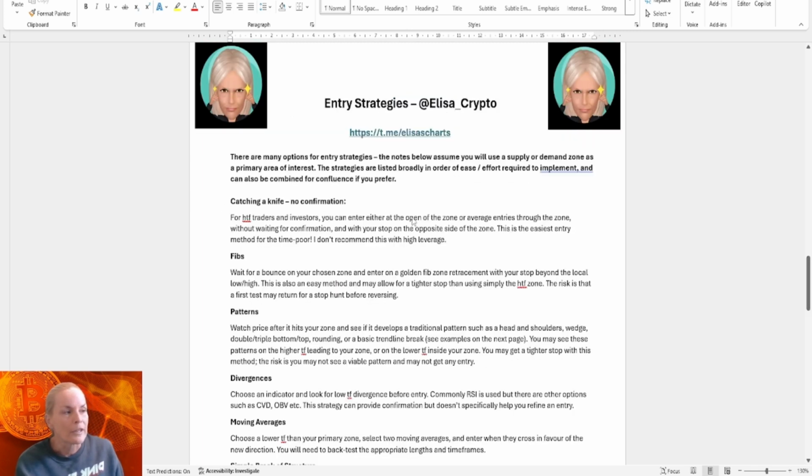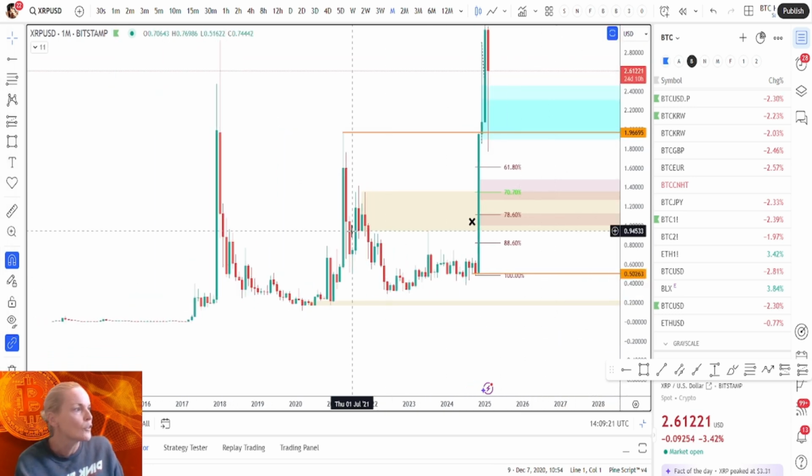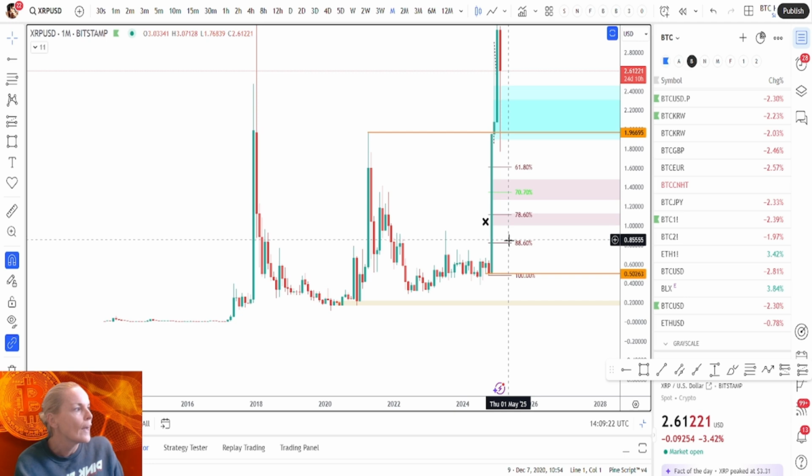So for starting, catching a knife. You don't wait for any confirmation at all, and you just trade the zone. I would tend to just use this if you're trading spot, or if you're trading very high time frames, an investor. Obviously this isn't going to work if you're a scalper, or it's going to stop you out a lot if you're a scalper. And so I don't recommend this with high leverage either. But from an investment perspective, there is nothing wrong with doing this. And I actually did this on Ripple, so let's show you the example on that.